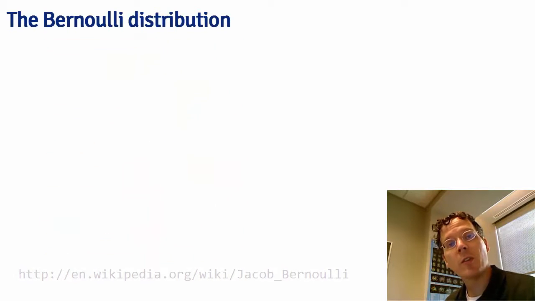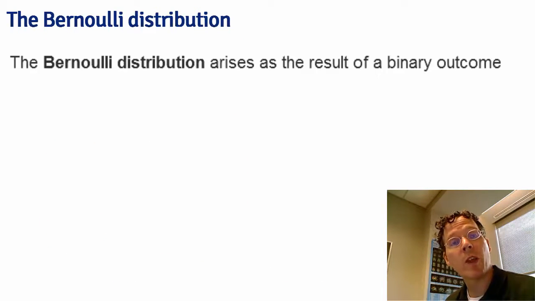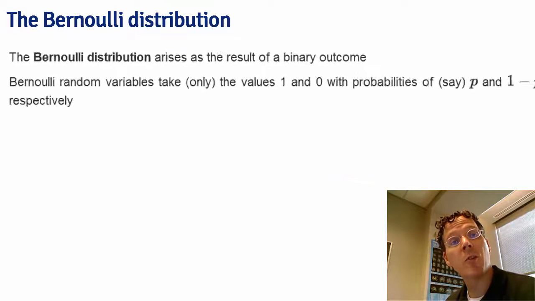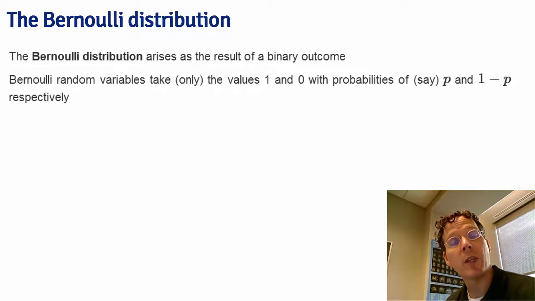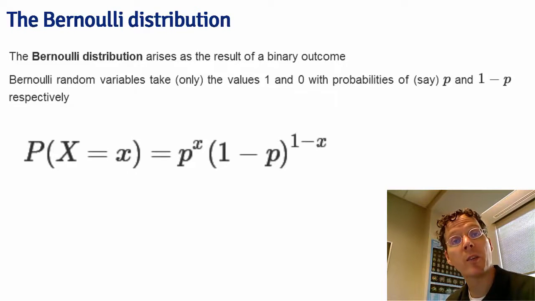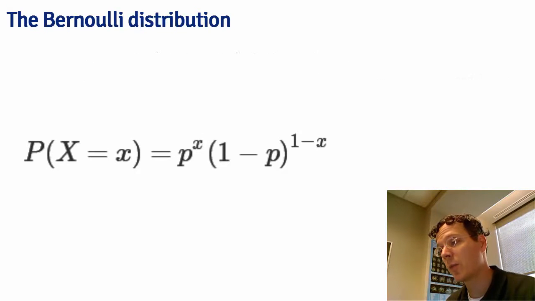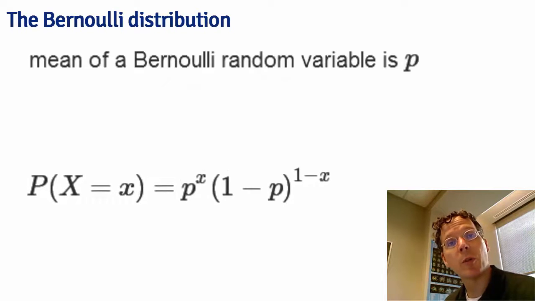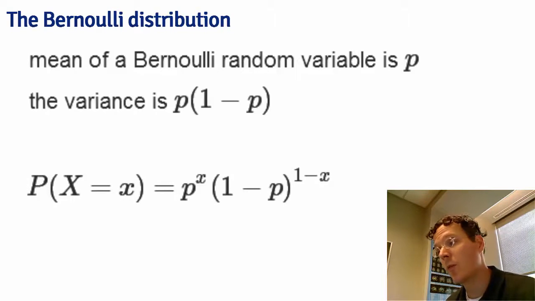So the Bernoulli distribution arises out of a coin flip, say with a 0 for a tail and a 1 for a head. And you have a potentially biased coin with probabilities p for a head and 1 minus p for a tail. We usually write the Bernoulli probability mass function as p to the x, 1 minus p to the 1 minus x. The mean of a Bernoulli random variable is p, and the variance is p times 1 minus p. We've seen these facts before.